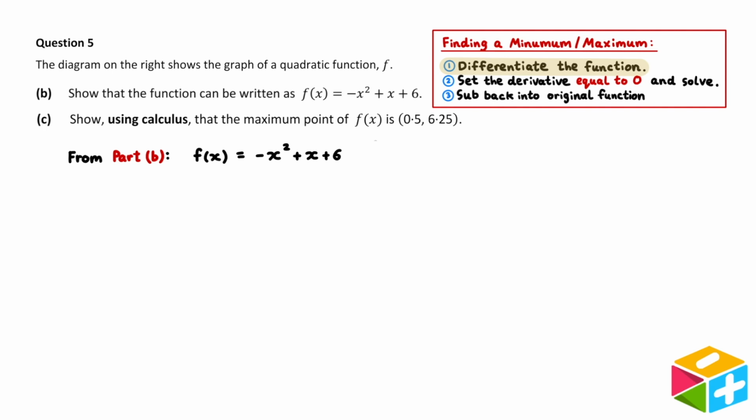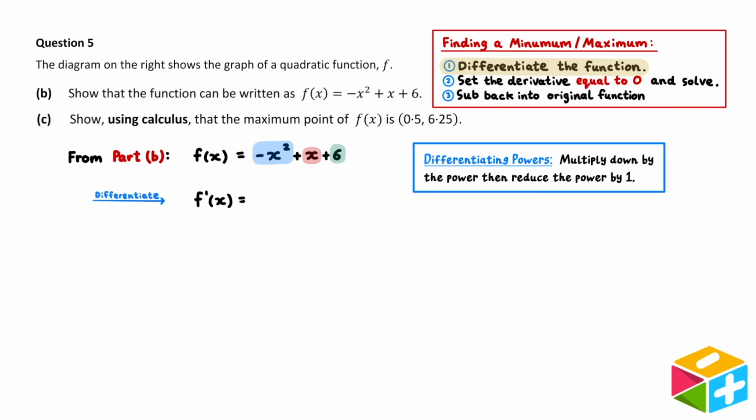Whenever we are adding or subtracting terms, we can differentiate each term individually. So we can tackle the -x squared, the x, and the 6 separately. Let's start with the -x squared. We have a rule for differentiating powers of x, which says, multiply down by the power, then reduce the power by 1. The power here is 2, so we multiply down by 2, and then reduce the power from 2 to 1. This gives us minus 2x.